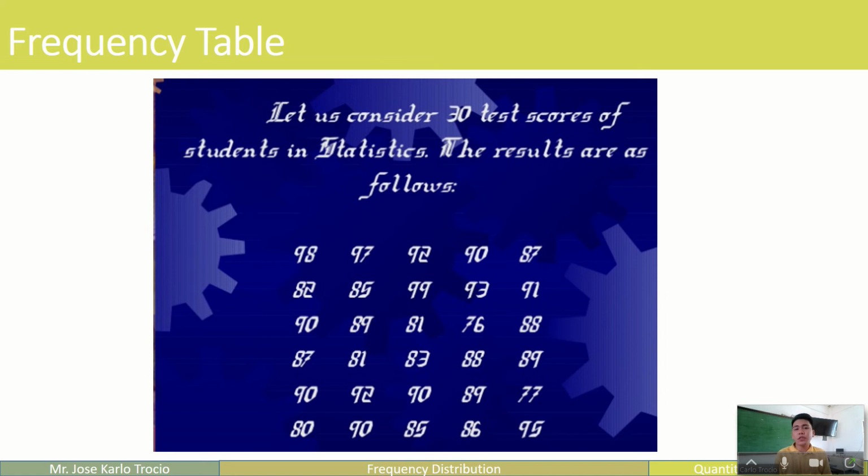Okay, let us consider 30 test scores of students in statistics. The results are as follows: 98, 97, 92, and so on. These are the scores of all 30 students in statistics. So our main goal here is to create a frequency table so that you can easily interpret the number of students who have high scores or the number of students who have lower scores.